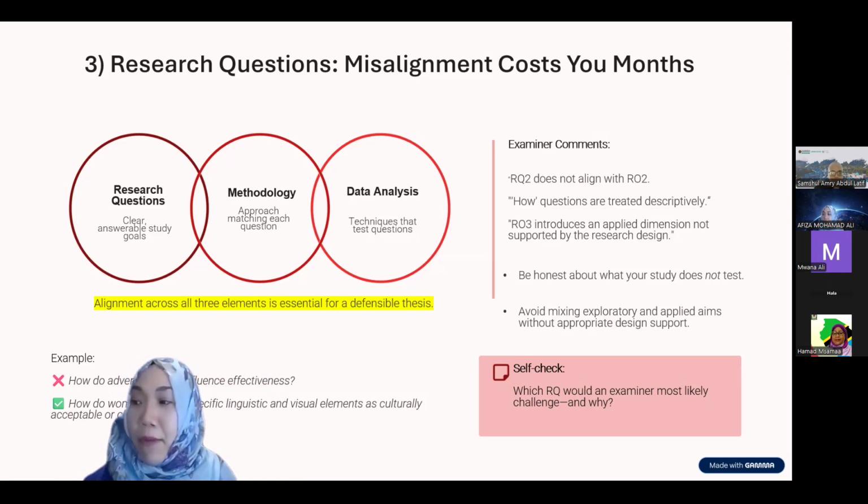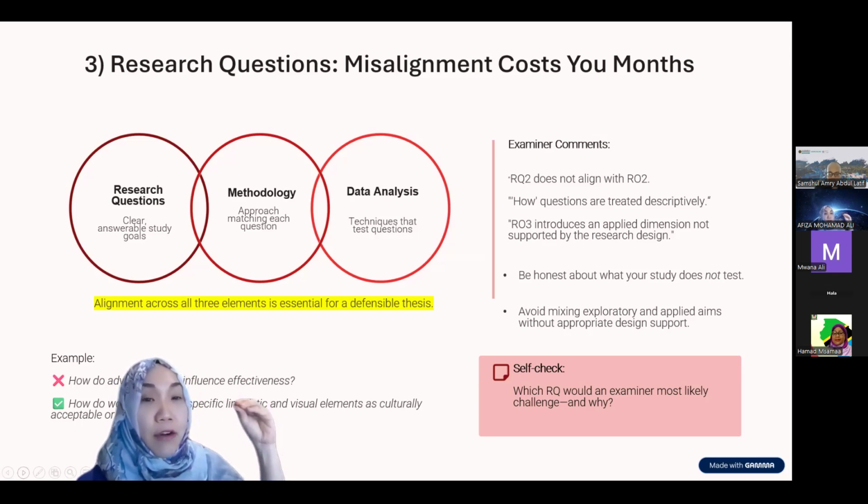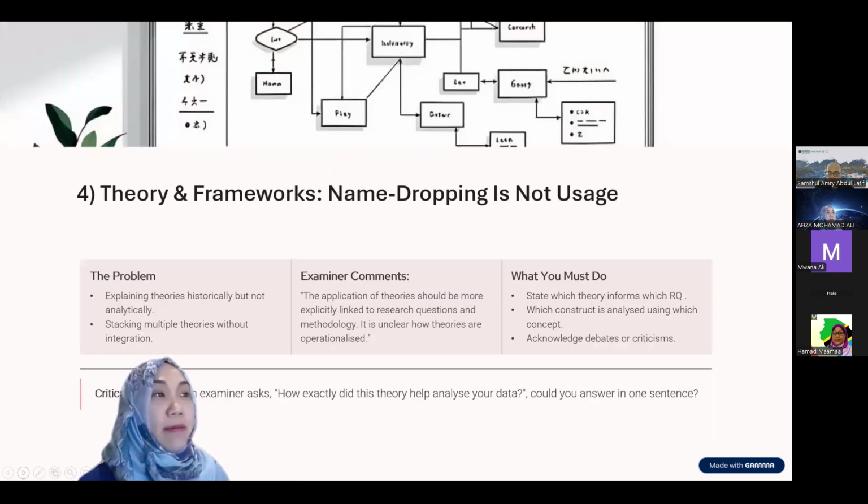Let's say you take something from language, you take something from genre analysis. How exactly did genre analysis theory by Bhatia help you analyze your data? Could you answer that in one sentence during the Viva? So it should be very transparent in your writing as well. Okay? All right. So that's where your literature review should support whatever you've mentioned in the RQ, the constructs that you mentioned in your RQ. Okay? All right.